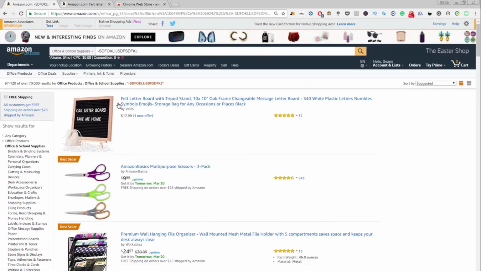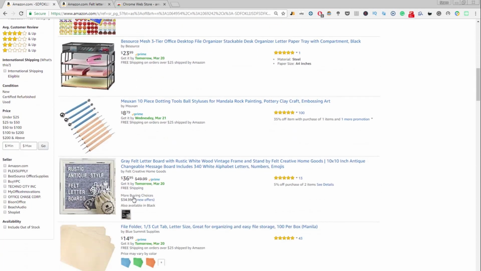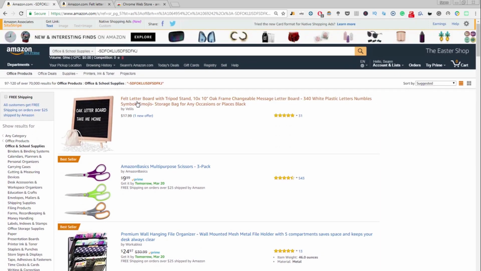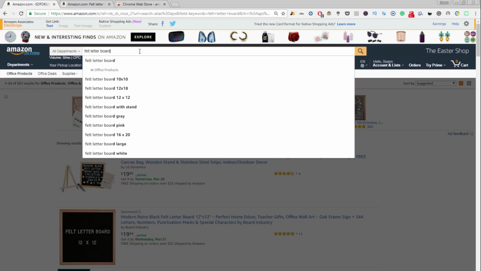So for example, there's one up here, felt letter board, right? So look at the listings and see what common keywords they have. So obviously it'd be felt letter board, right? Because I've already kind of figured that out just by looking at the data. And we're going to use that as our broad keyword. So we'll go to all departments right there, get rid of the code, and we're just going to type in felt letter board. Now you're probably wondering, why are we doing this?